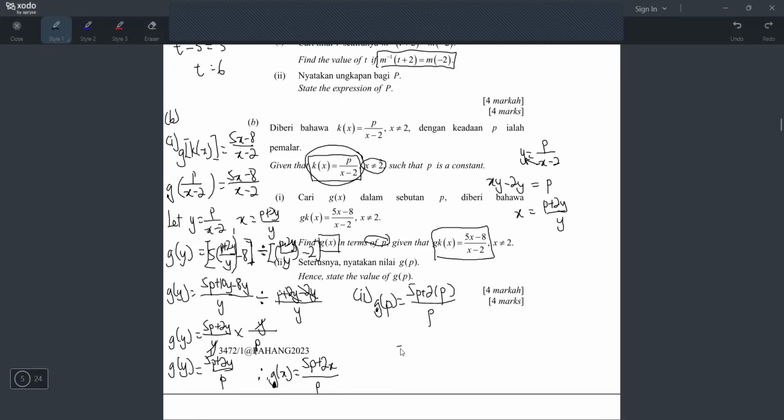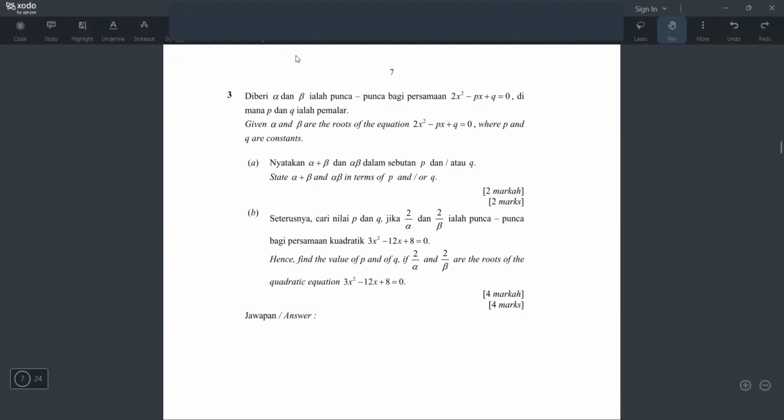It will change to P also. 5P plus 2P is 7P. 7P divided by P is 7. So this is how you get full marks. All right, so I hope you understand. Now we can continue with the next question.